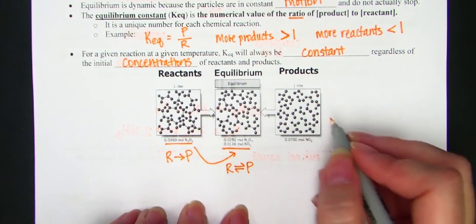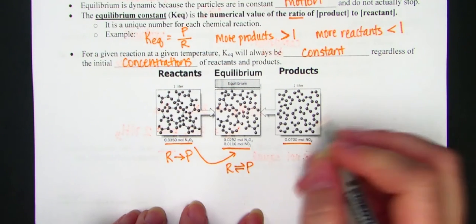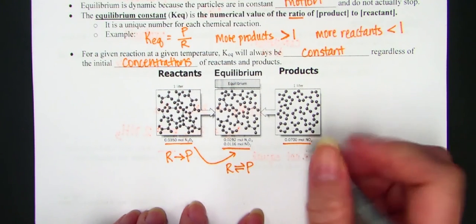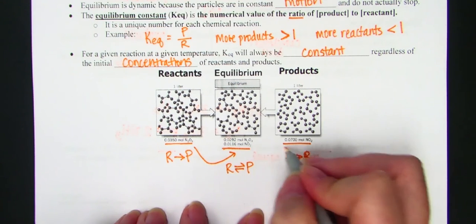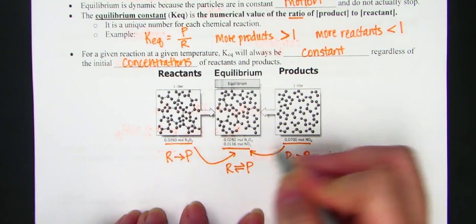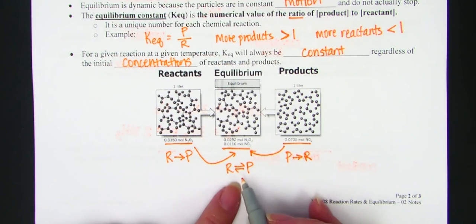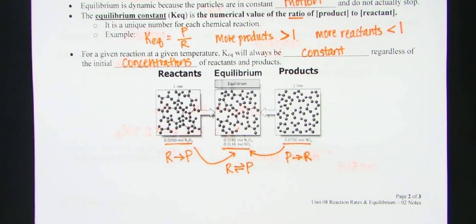Let's say we do that same exact experiment, but this time we start with just product. So I only have product here, and initially my product is just turning into my reactants. And eventually I'm going to again get to a point where I reach equilibrium and both of these reactions are happening at the same rate.